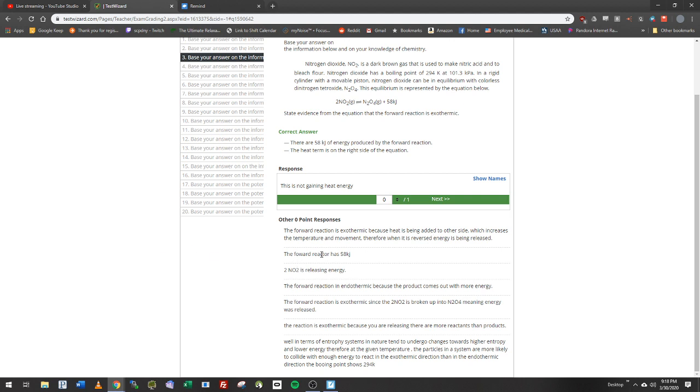The forward reaction is 58 kilojoules. That's true, but where are those 58 kilojoules located? Are they located on the right side? Are they located on the left side? Where are they located? That makes a massive difference.